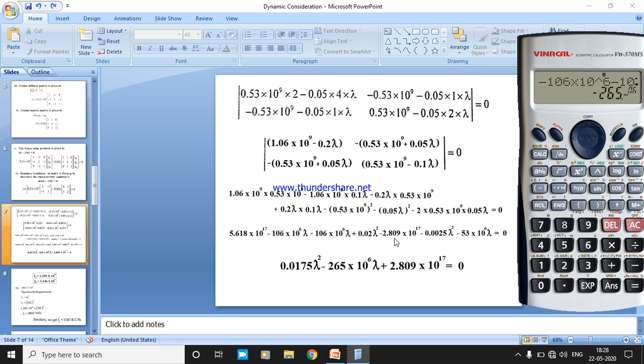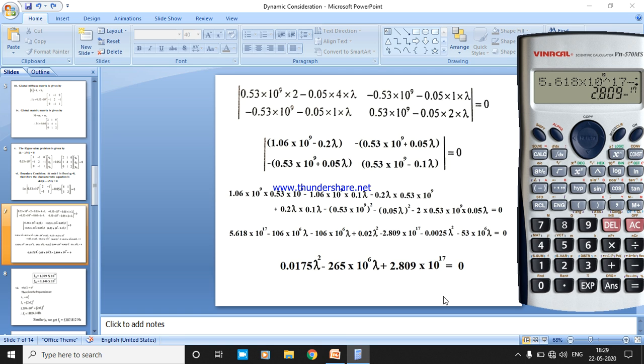Now the same thing, if I add the constants, this value and the first value and this value, I get 5.618 into 10 raised to 17. This is a minus of this value, minus 2.809 into 10 raised to 17. So finally I got 2.809 into 10 raised to 17. So now I got the equation in degree form, a degree 2 equation.